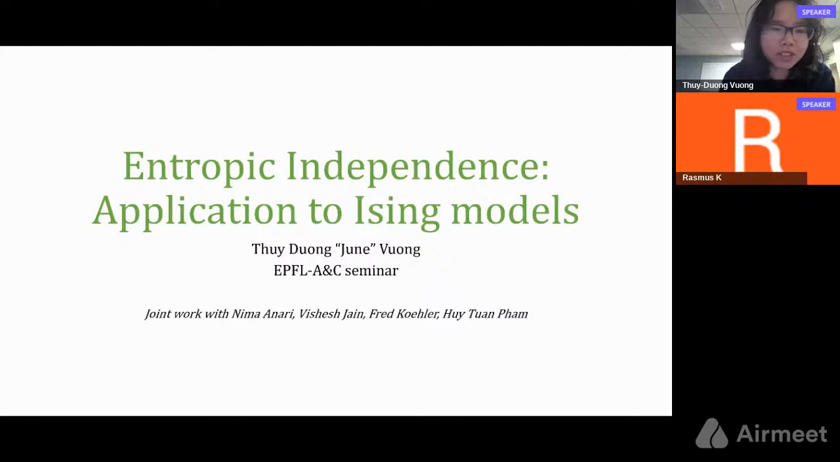As Rasmus just mentioned, I will talk about our new work called Entropic Independence, and specifically we will talk about the application to the Ising models. This is joint work with my advisor Nima Anari, Vishesh Jain, Frederic Koehler, and Huy Pham. We are all at Stanford, except for Fred, who will join Stanford in the spring.